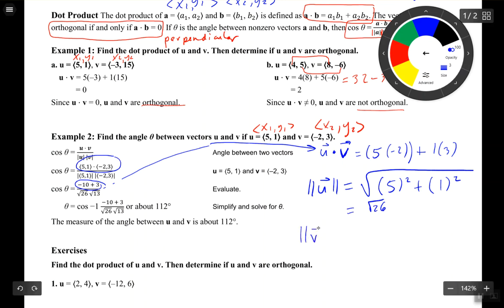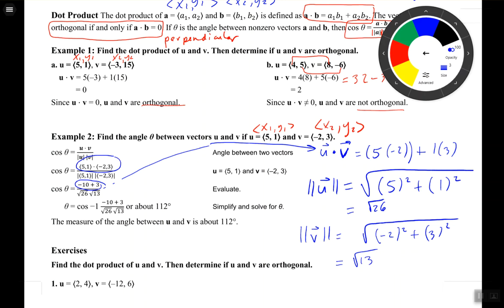Magnitude of v. Square root of what is v's delta x? -2. -2 squared plus what's delta y? 3. What's 2 squared? 4. What's 3 squared? 9. What's 4 plus 9? See where they got their magnitudes from? Does everyone see where they got it from? Over here. These magnitudes. Got it from there, right?